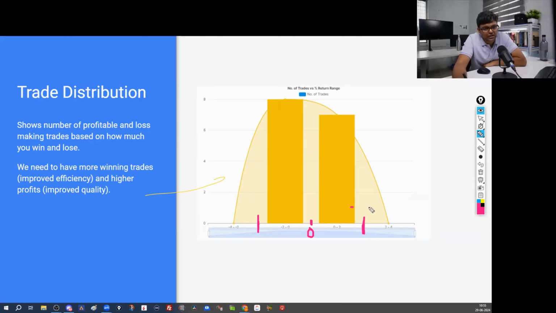I would really appreciate it if I get more on the right side, but I don't want to go to the left where I'm losing big. This is a complete no. How do you lose big?